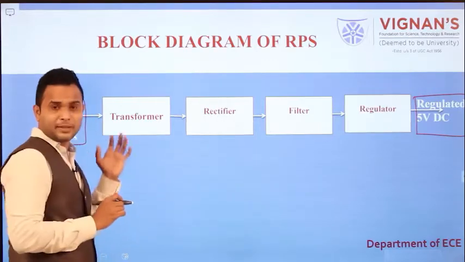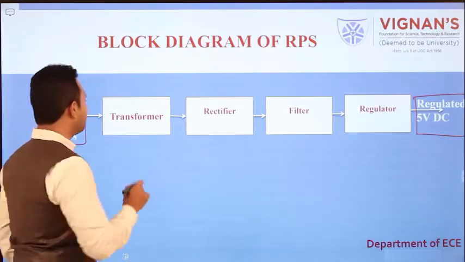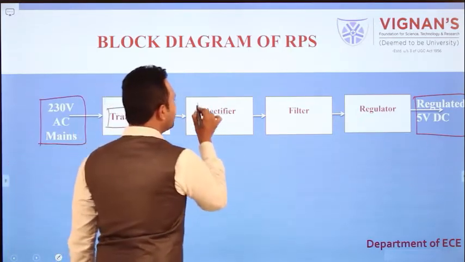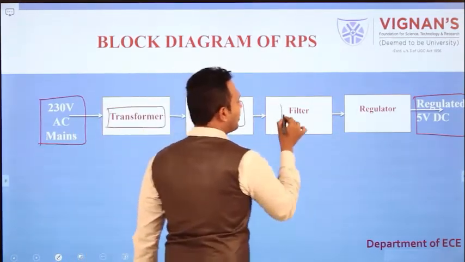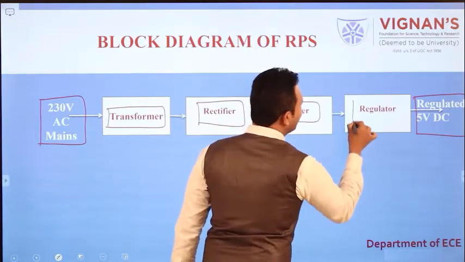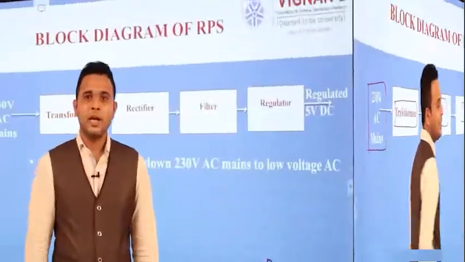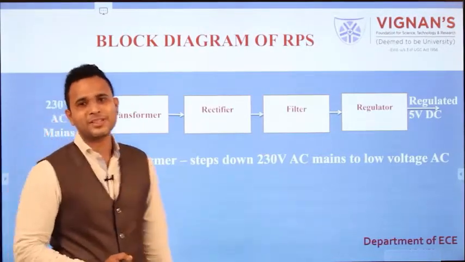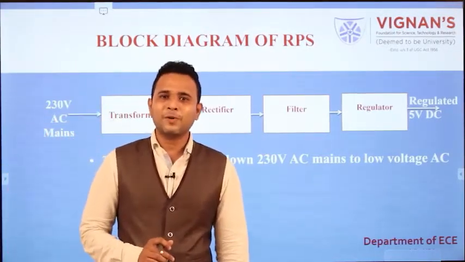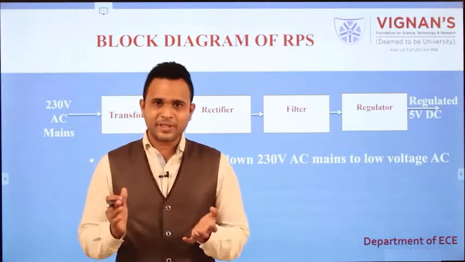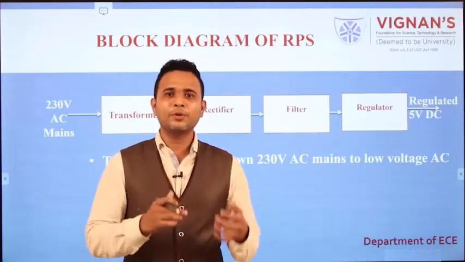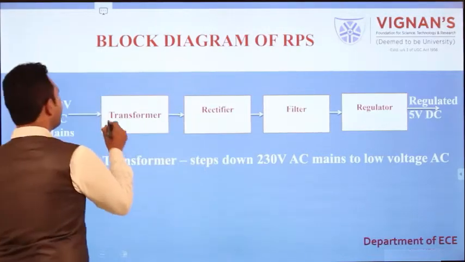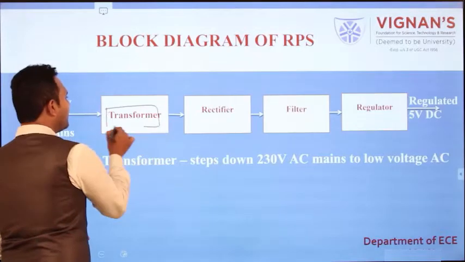The first block is the transformer, the second block is the rectifier, the third block is the filter, and the fourth block is the regulator. Coming to the first block, the transformer. So what is meant by a transformer? A transformer transfers energy from input to output without changing its frequency. That is the first block.